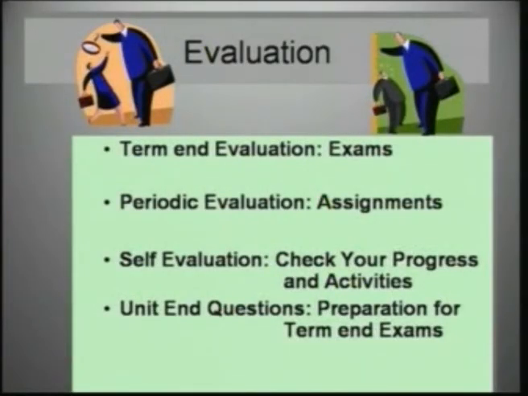understand gender and power in day-to-day life situations, and discuss gender implications on societal institutions and systems. As you can see, there will be term end evaluation through subjective examinations. Then there will be periodic evaluation through assignments. Assignments will be sent to you and you have to write them in your own language, based on your understanding after reading the material.